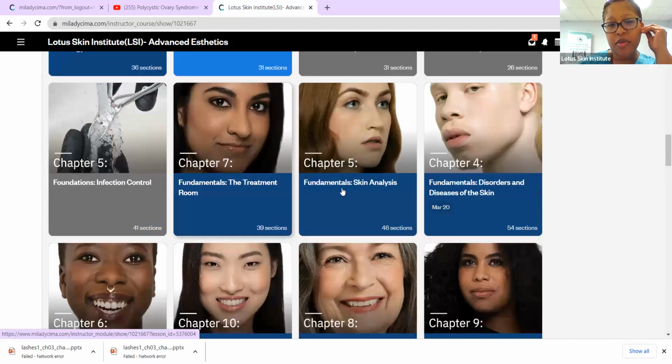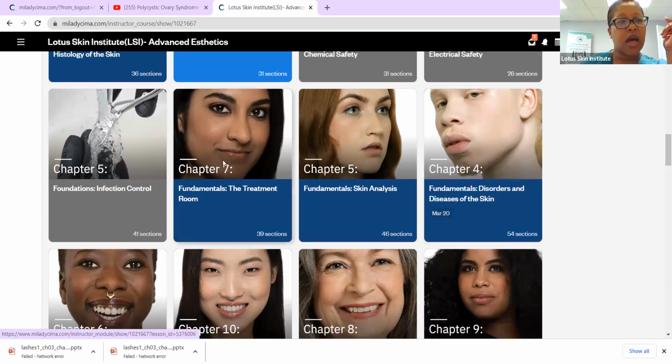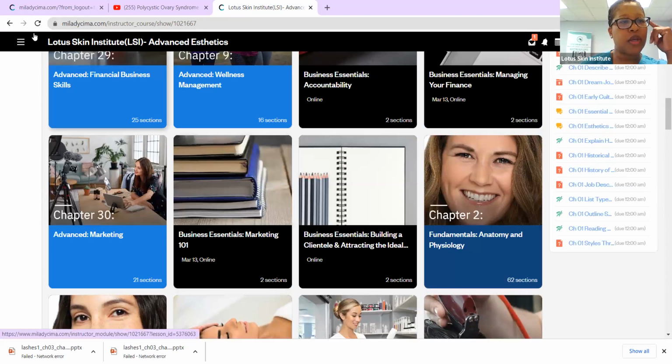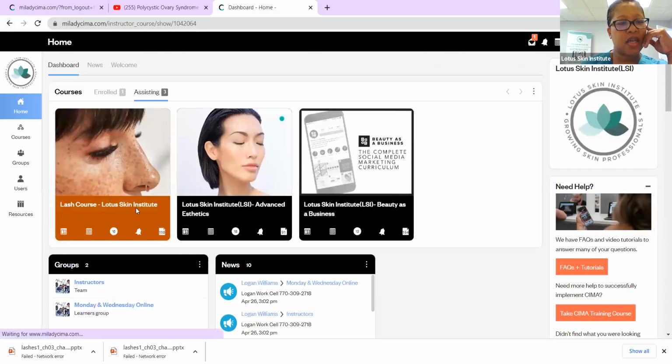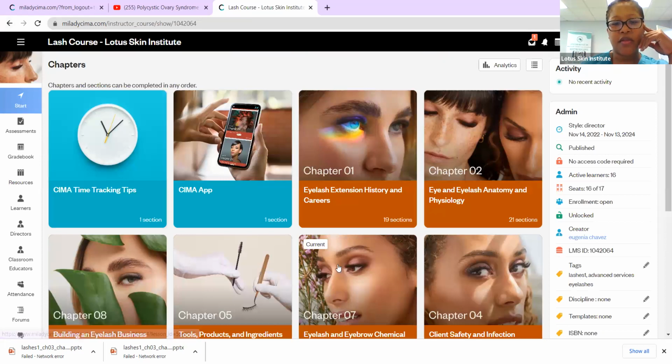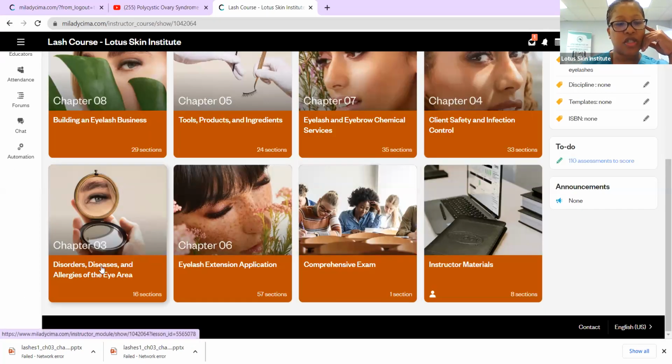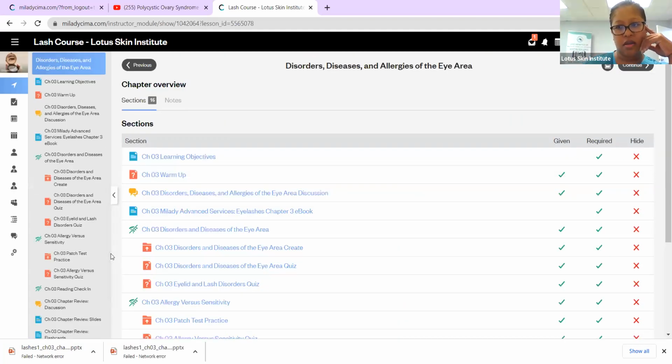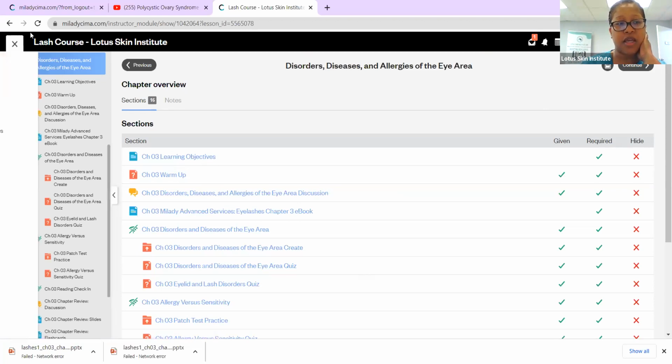So we did the treatment room, then we did skin analysis. This week we're moving on to disorders and diseases. The first one we're going to do is the one in the advanced class, which is actually the fundamentals chapter, disorders and diseases of the skin. After that, we are going to finish up the last chapter that we can do in the virtual setting for the LASH class, which is disorders and diseases and allergies of the eye area. We'll do this one maybe Wednesday if we get to it, but more than likely we'll see how far we get with disorders and diseases of the skin. This will be the next chapter that we do, and the last one that we do in the LASH course.